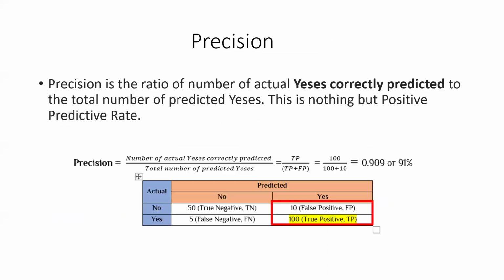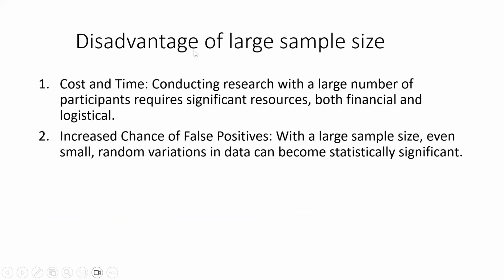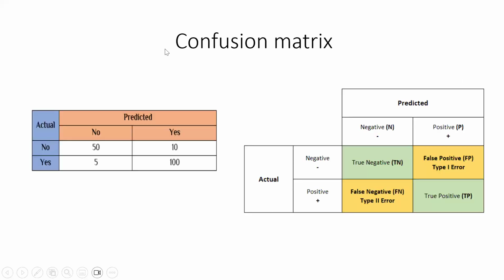Once again, I will come from the beginning. First we have seen what sample size is, and then the impact of small sample size and the impact of large sample size. And then we have seen the disadvantages of large sample size: one is cost and time, and the other is an increased chance of false positives. And then what is the goal of optimal sample size, and how we can reach the optimal sample size.